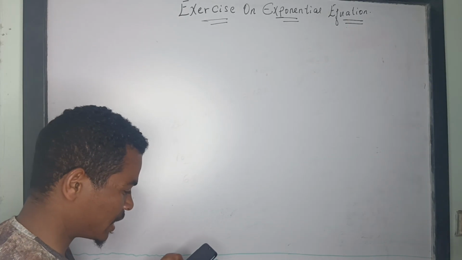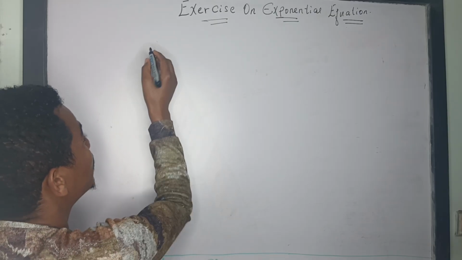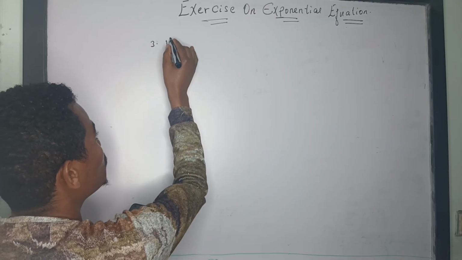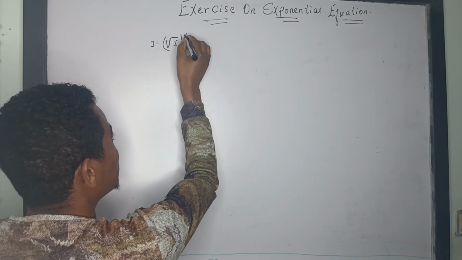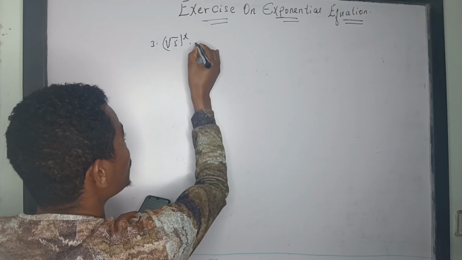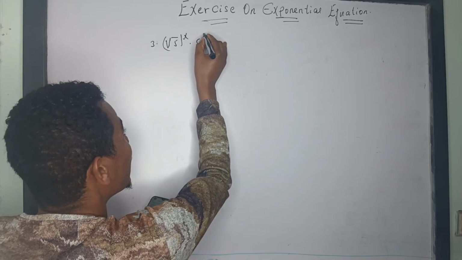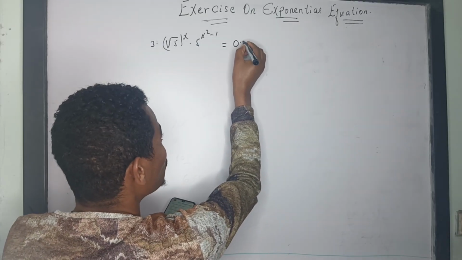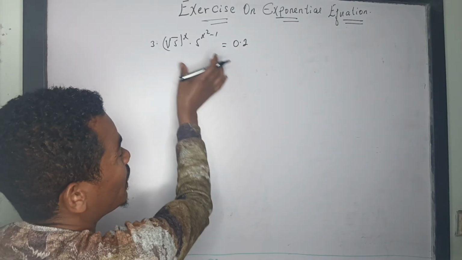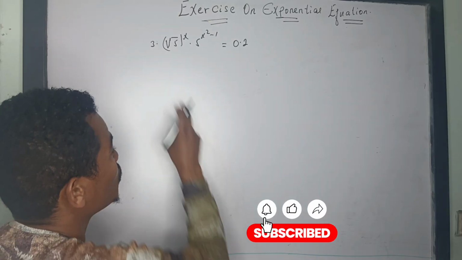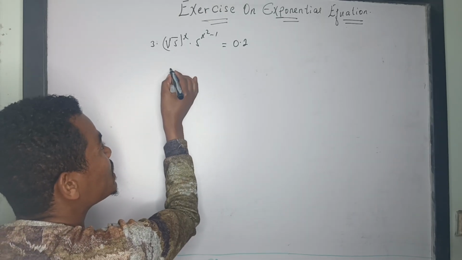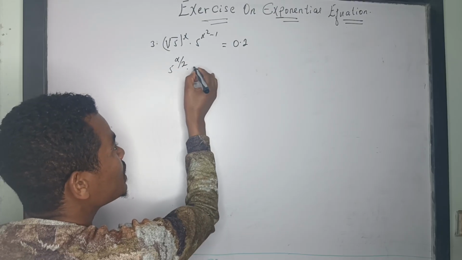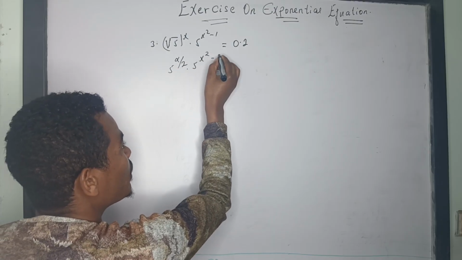So question number 3: the solution set of the equation, the square root of 5 to the power of x times 5 to the power of x squared minus 1 is equal to 0.2. What's the value of x that makes this equation true? The square root of 5 to the power of x is the same as 5 to the power of x over 2, times 5 to the power of x squared minus 1.